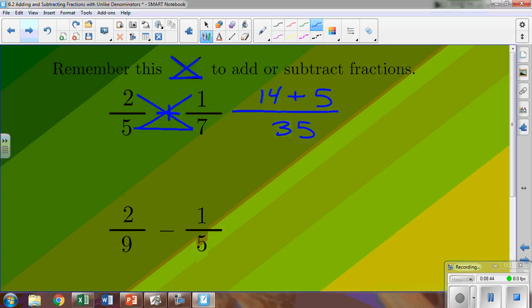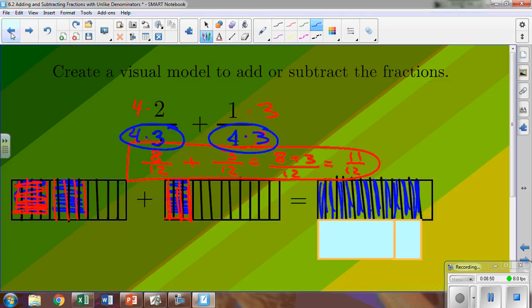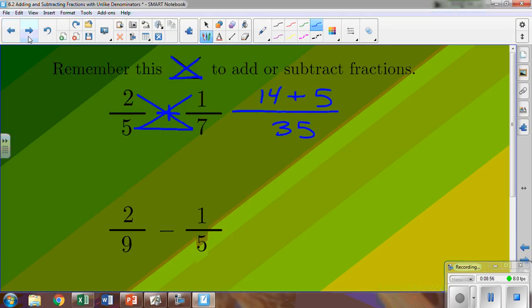And you'll note, just these 3 quick pieces of multiplication created an answer that has the same type of structure as what we had right there. But it's less work to get to that. Now we just have to actually do the number crunching. 14 plus 5 equals 19. 19 over 35 is our answer. We're done.